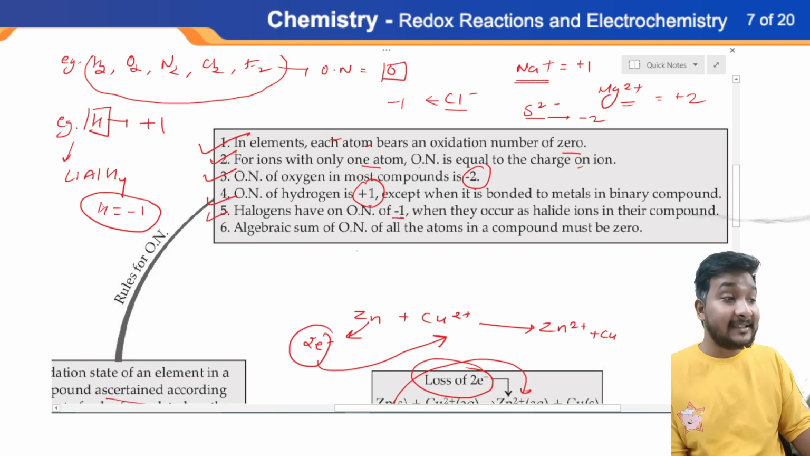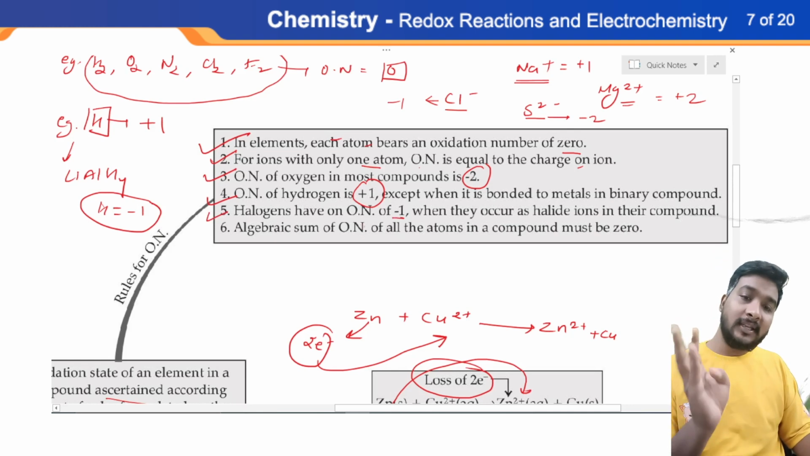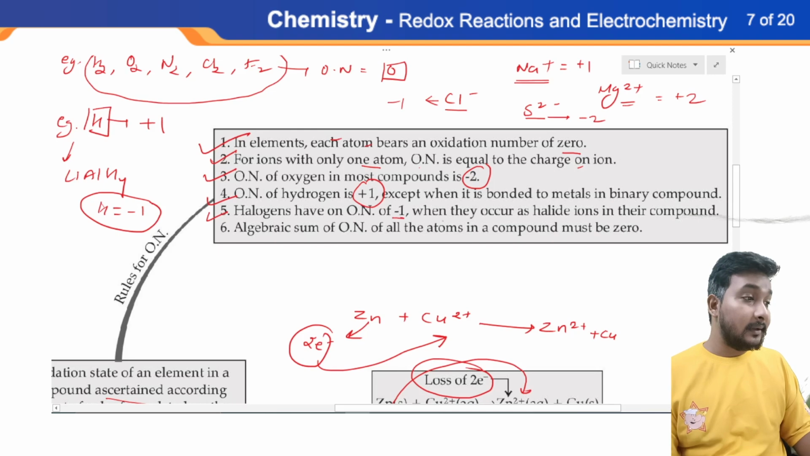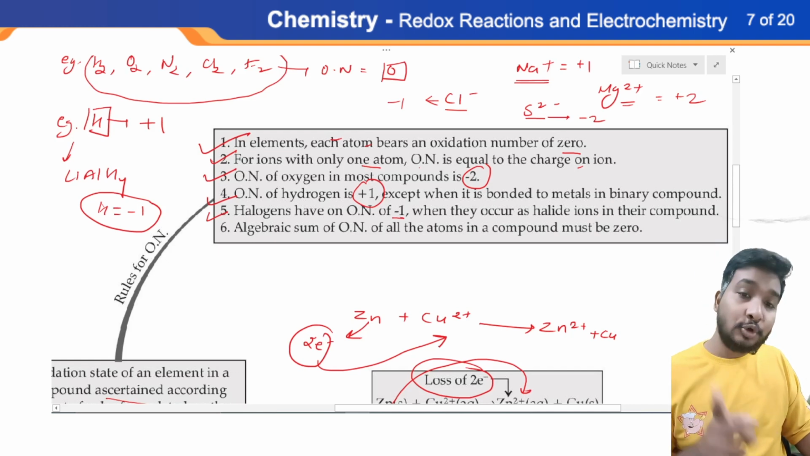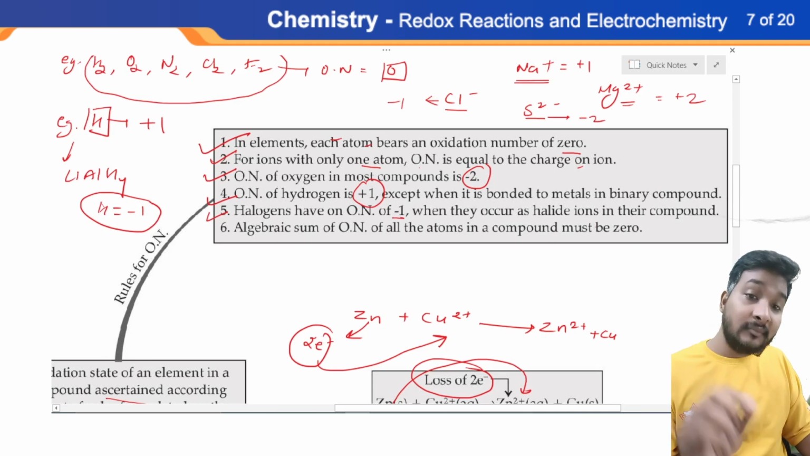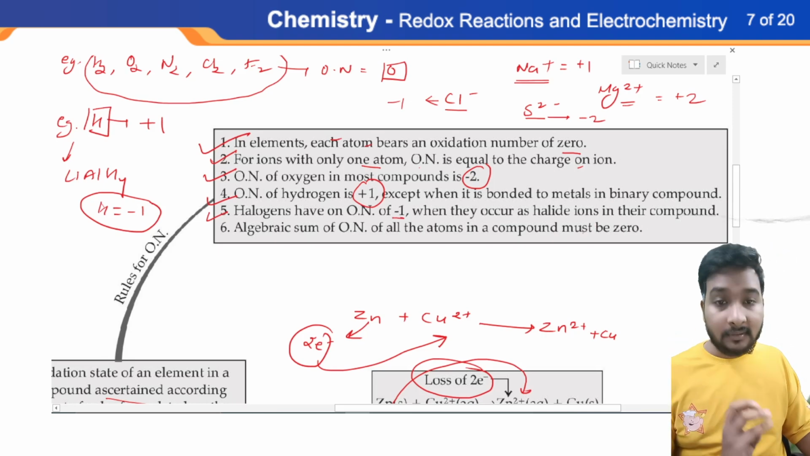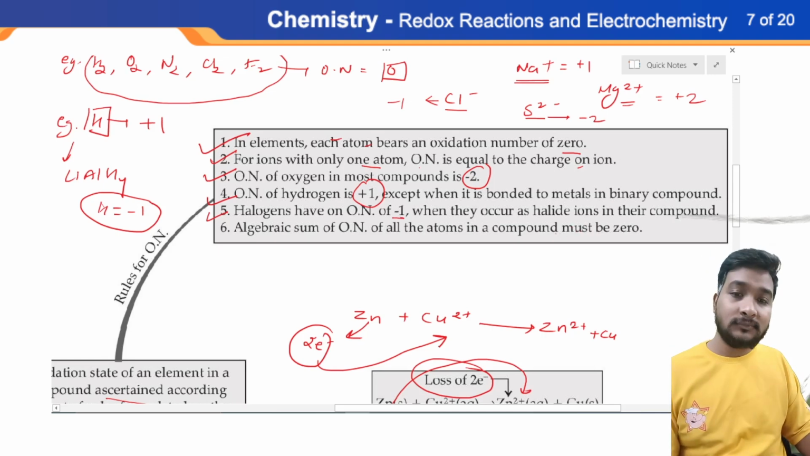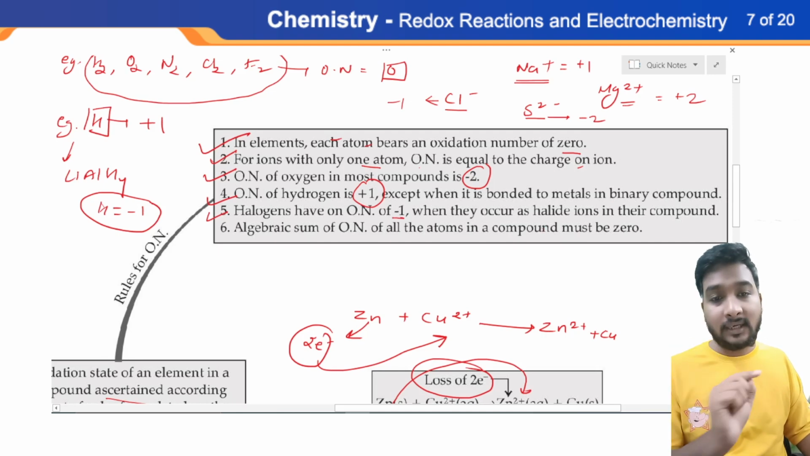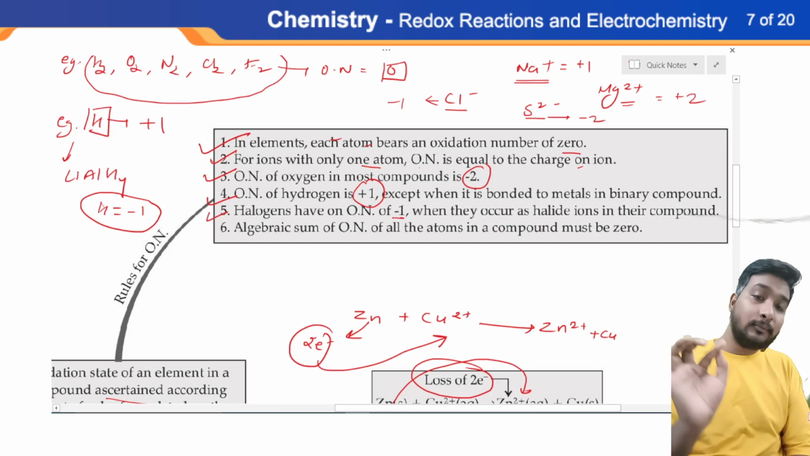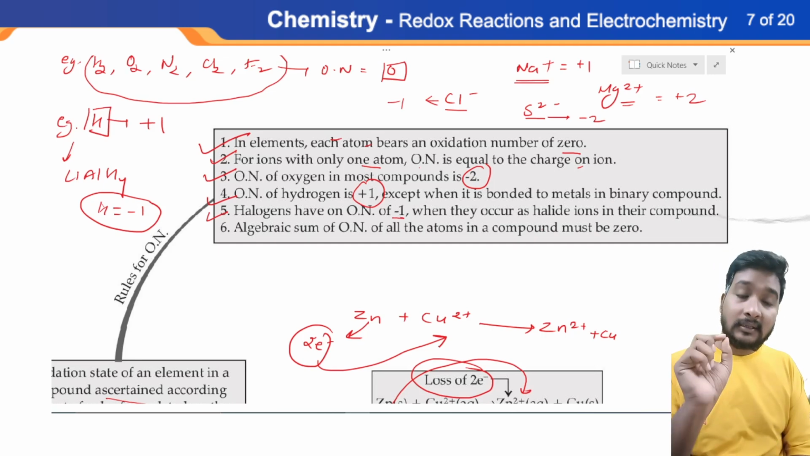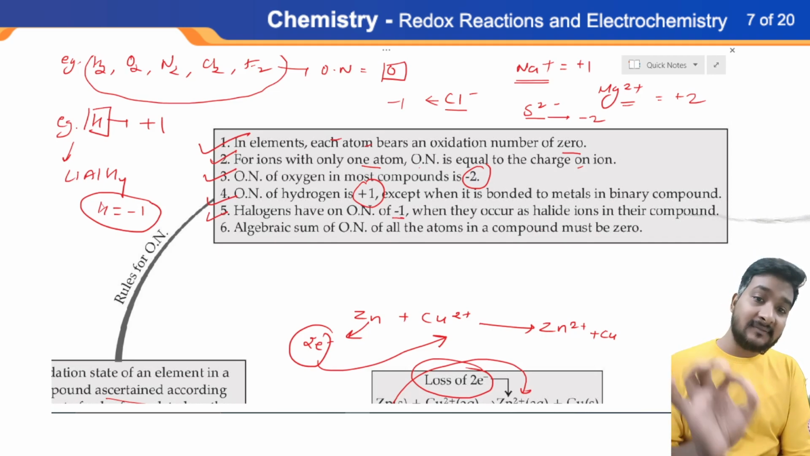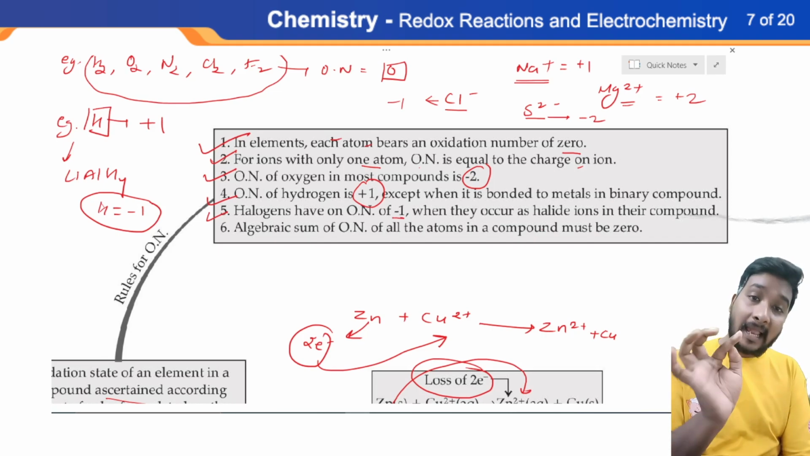Now, rule number 5. Halogens have an oxidation number of -1. All the halogens, fluorine, chlorine, bromine, iodine, -1, when they occur as halide ions in their compounds. They will show -1 when they are in halide forms: fluoride, chloride, bromide, iodide, not in the form of fluorine, chlorine, bromine, iodine. If you are reading fluorine, chlorine, bromine, iodine, you don't have to take -1. You are allowed to take -1 instead of zero or another oxidation state only if you can read the halogens like this: fluoride, chloride, bromide, iodide.